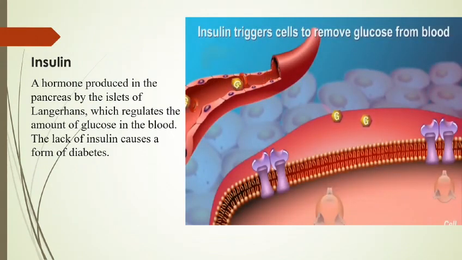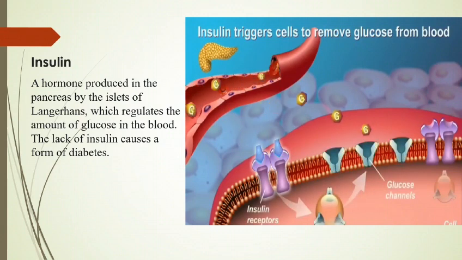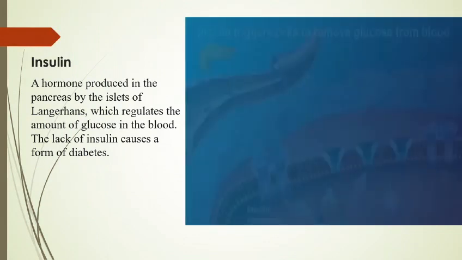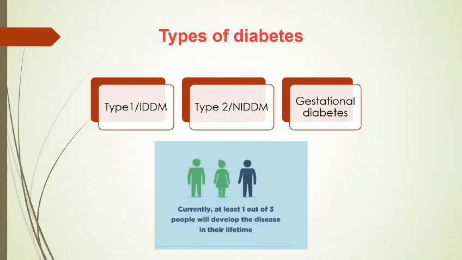As the blood glucose level rises after a meal, insulin is released into the bloodstream and sets a process in motion to trigger the removal of glucose from the blood into the cells. When this process gets disturbed, it causes a disease called diabetes. Let's look at the types of diabetes. There are three types of diabetes mellitus: type 1 or insulin dependent diabetes mellitus, type 2 or non-insulin dependent diabetes mellitus, and gestational diabetes.